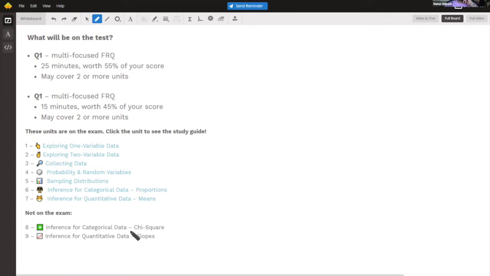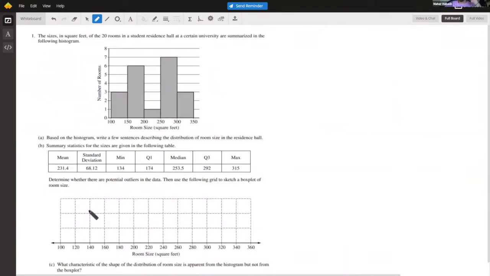We're not going to have anything for chi-squares or inferences for slopes. That means no hypothesis testing for slopes, but in 2 variable data, there's still correlation, still a bunch of stuff there. So I wanted to ask if you guys joined me last week because I have FRQs from 2019. And I'd like you guys to work on these if you haven't seen them before. So have you seen this FRQ right here? I've never seen that. Okay.